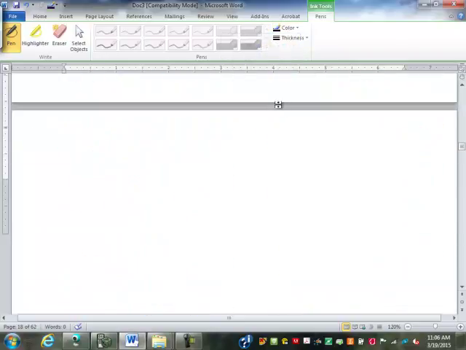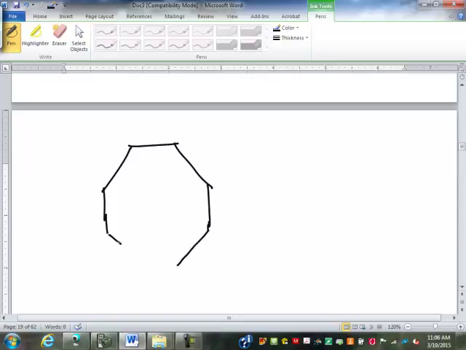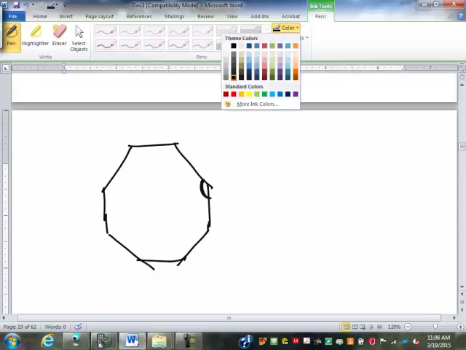So what I want you to do now, tell me what is the angle inside of an octagon. What's this angle right here for an octagon? Pretend that's a regular octagon.